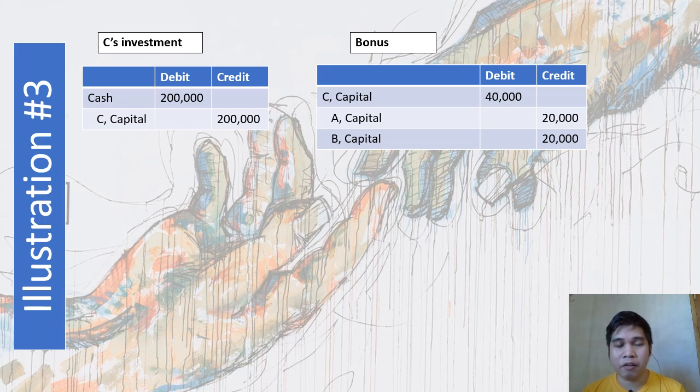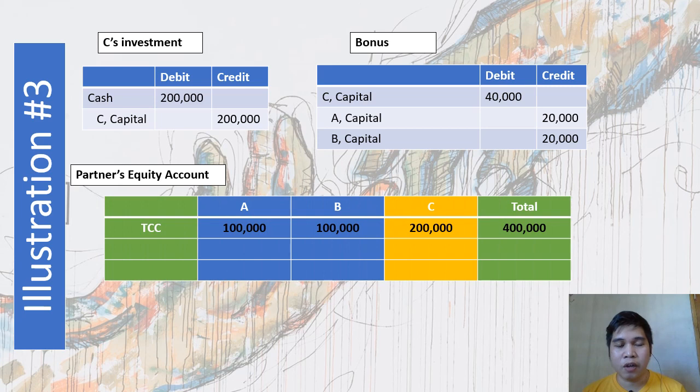So, let's make now the partners' equity account. So, ano po yung magiging itsura niya? Ganun lang ulit. So, yung first column, yung explanation. Yung second, third, and fourth columns naman, para po yan sa mga partners. Then, yung last column para po sa total amount. So, since wala tayong revaluation, wala tayong ilalagay dyan. Pero nagkaroon ng bonus, so ilagay lang po natin yung bonus.